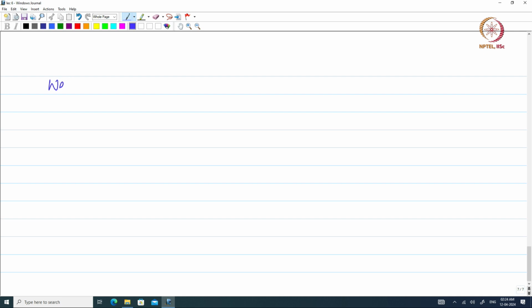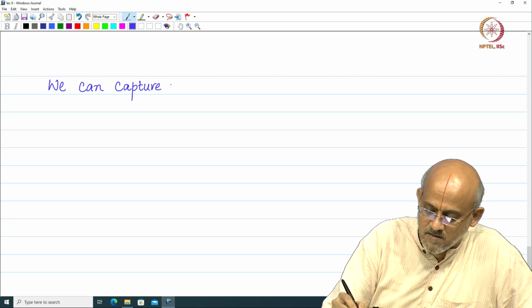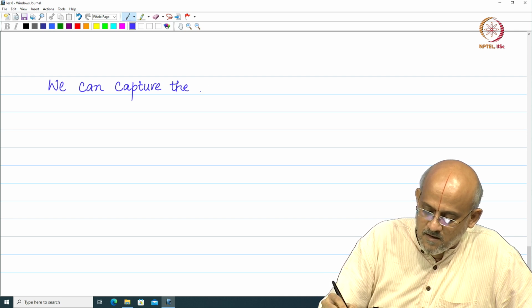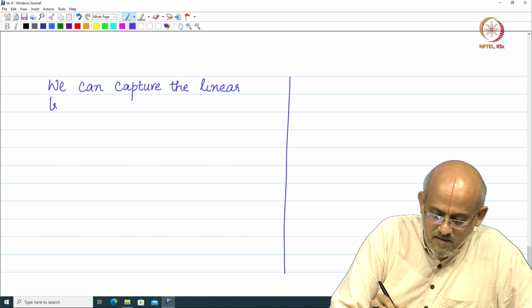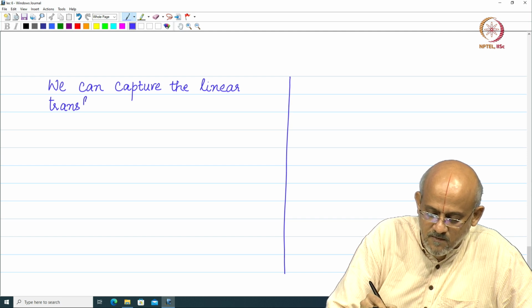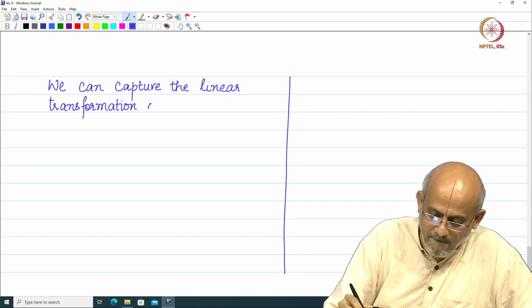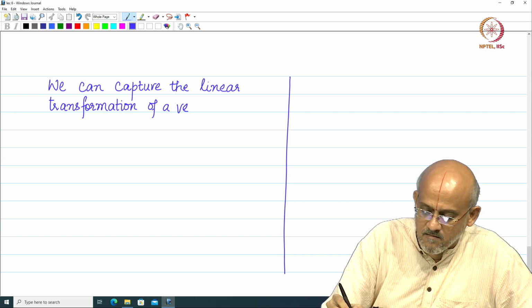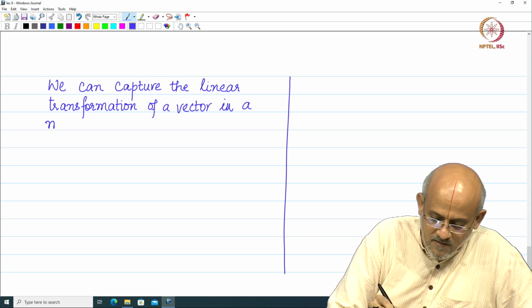So we can capture the linear transformation of a vector in a matrix form.